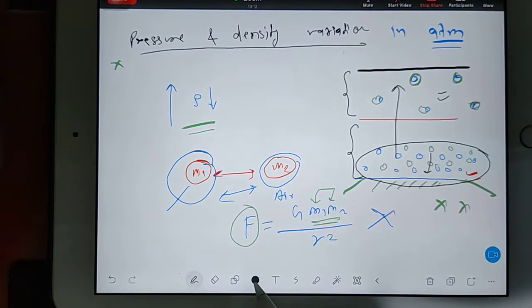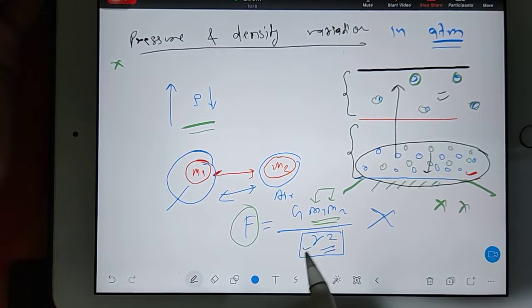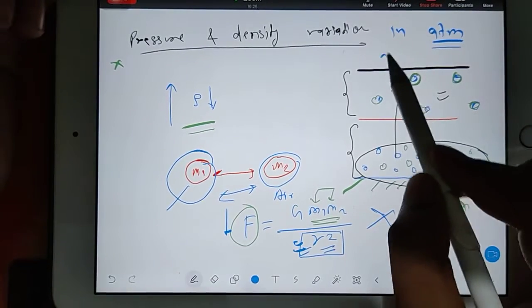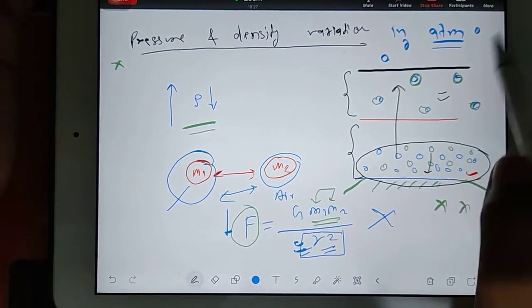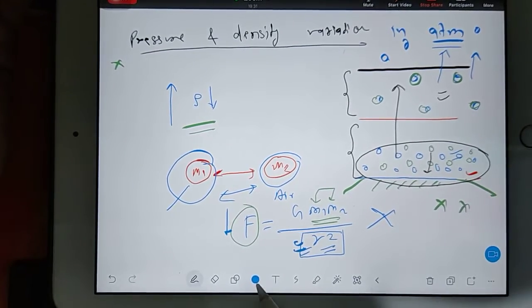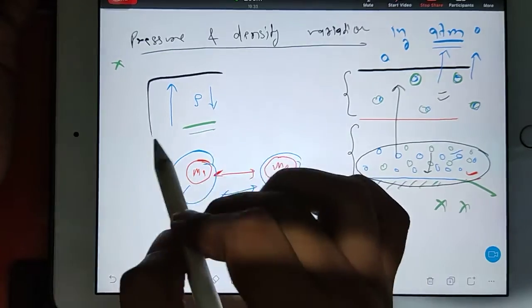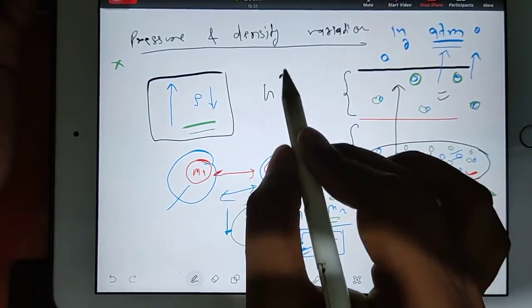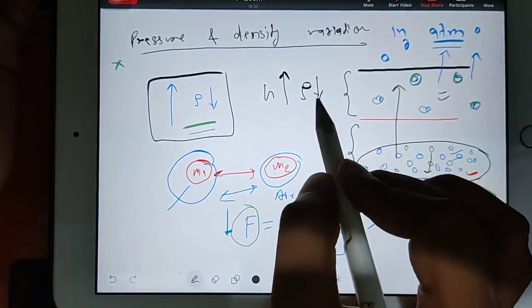Why do you have less density away from the Earth? Because you see here r square. R square means if you go away, radius will increase, length will increase, gap will increase. So because of that, force will decrease. So attraction force will decrease. So molecules will be freely roaming in the external atmosphere. So more density is near to the Earth. So here you understood one logic: when altitude is increasing, your density is decreasing.